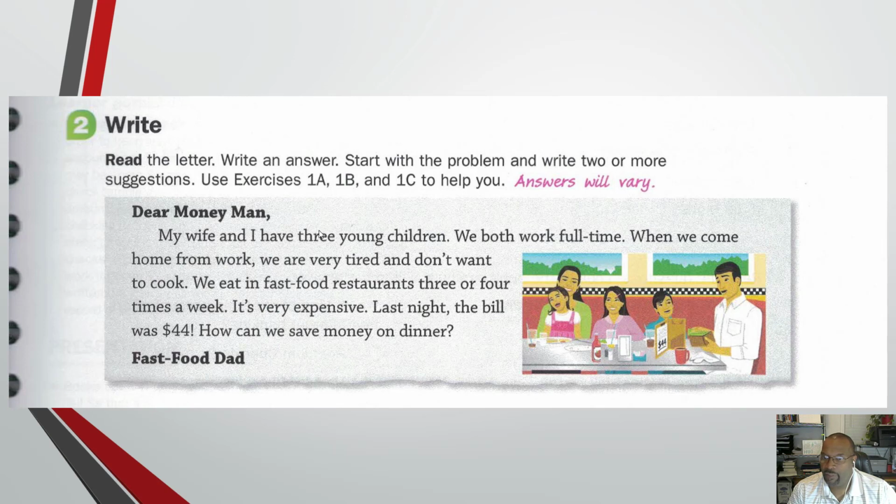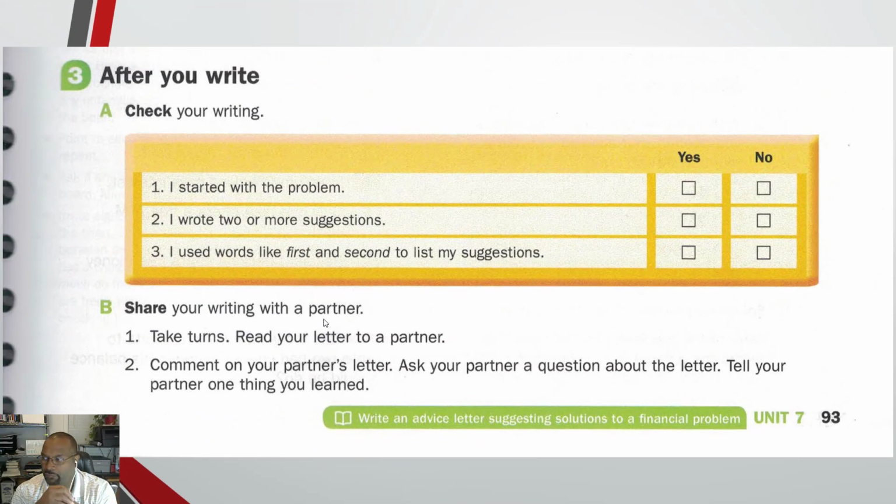So take some time and use exercises 1A, 1B, and 1C to write an answer and give him some suggestions on how he can save money on dinner. Let's go ahead and take some time and do that now. Okay, so hopefully you've had some time to write down your suggestions for the fast food dad. So let's look at number 3 here.